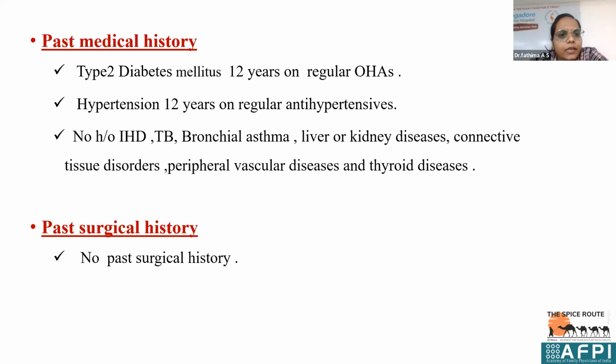Past medical history. Patient is diabetic and hypertensive for 12 years on regular oral hypoglycemic agents and regular antihypertensives. There is no history of IHD, TB, bronchial asthma, liver and kidney disease, connective tissue disorders, peripheral vascular disease, and thyroid diseases. Past surgical history, there is no past surgical history.